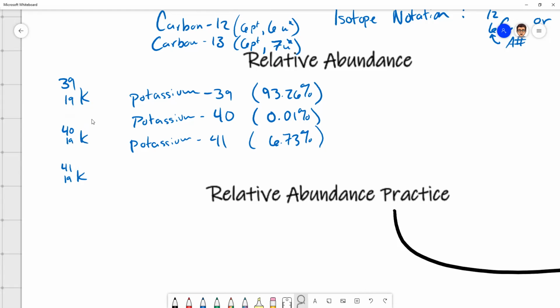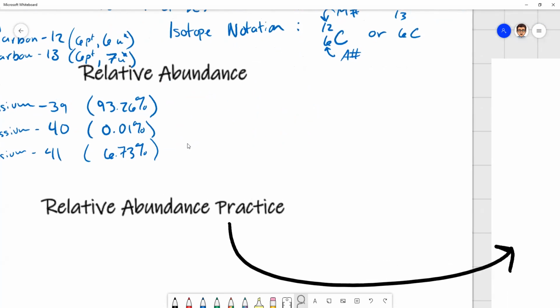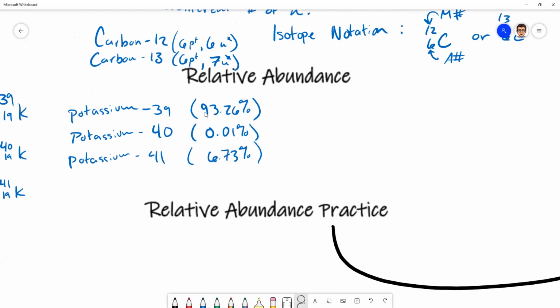But those are your three ways of representing potassium in isotope notation. Mass number on top, atomic number on bottom. So continuing on, we don't have a crazy amount of time, and so I want to make sure that we hit relative abundance a little bit further.